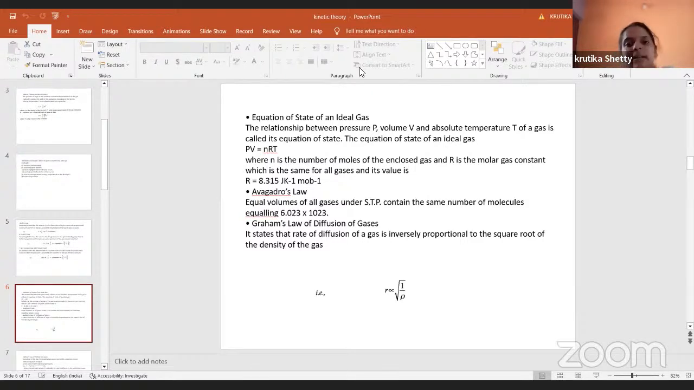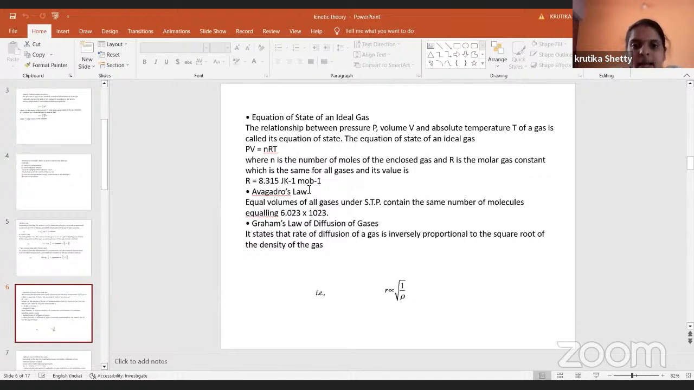And the vice versa relation also holds. Here P is pressure, V is volume, T is temperature, and R is the gas constant. Its value is 8.315 joule per Kelvin per mole. Okay, so remember this one. N is the number of moles of the atoms.